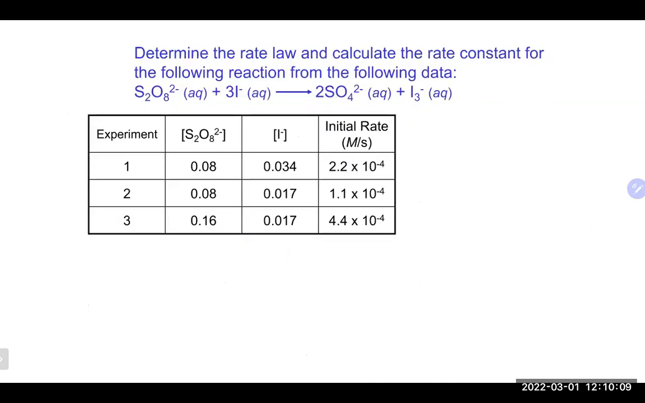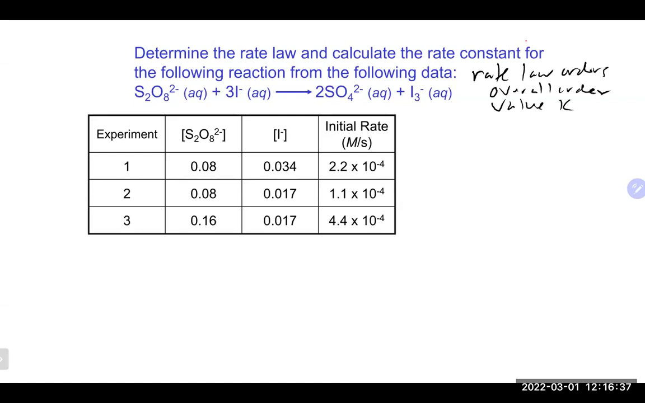Okay, so let's try another one here. Let's try this one. Let's do the same thing. We want the completed rate law with the orders. Let's also get the overall order, and let's also get the value of the rate constant. All right, take some time and see what you come up with.